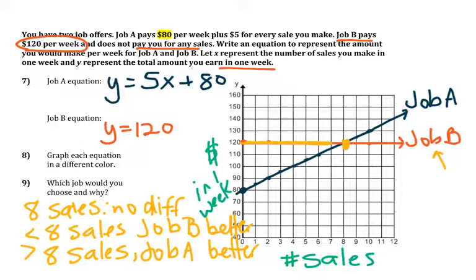It says, which job would you choose and why? You need to say, I would pick job A because, and then explain why. Or I would pick job B and this is why. So go ahead and pause the video and write down why you would choose the job you would choose.